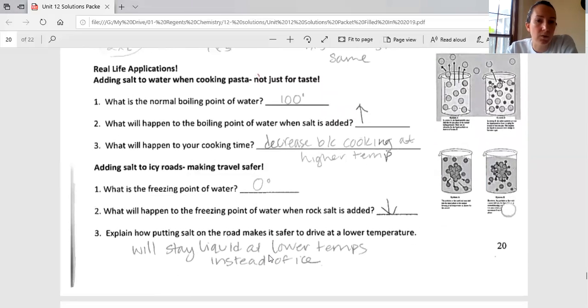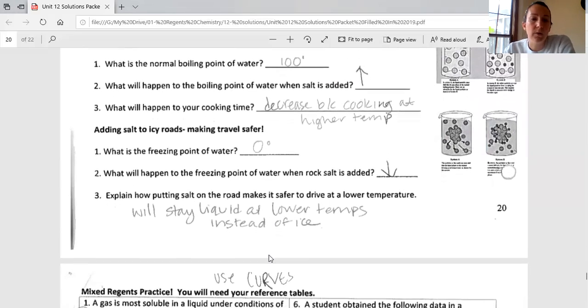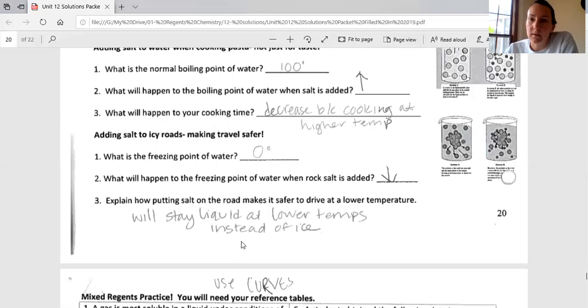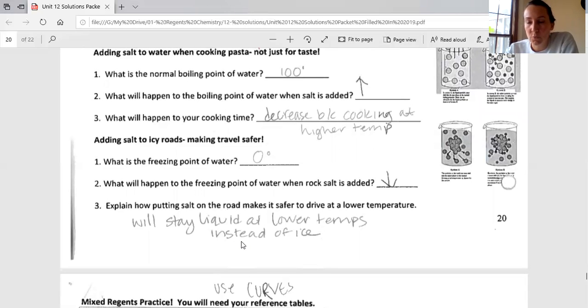Okay, so that's it with the notes, and this is really it with the whole unit. What I want you to do now is push pause and do the mixed regions questions. You are going to need your reference table to use your solubility curves. This should probably take like 15 or 20 minutes. I don't know, it's going to take some time. You can FaceTime with a friend or something like that, but you should be practicing these, not just copying the answers. So push pause, and when you unpause it, I'm going to go over the answers. Got it?